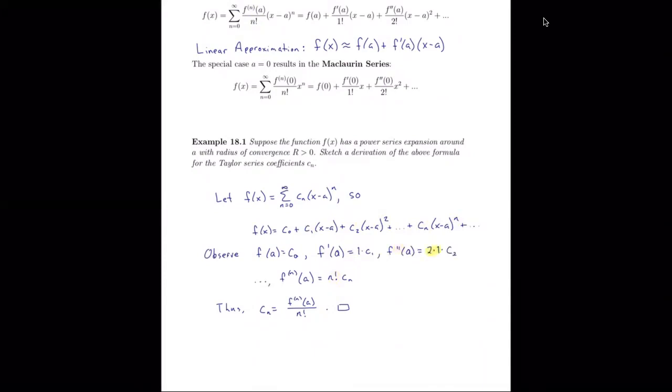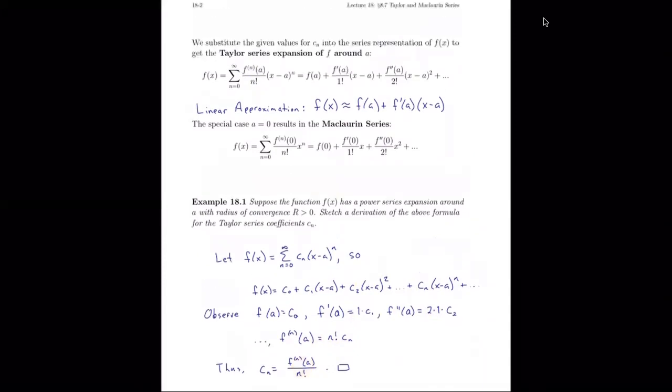So we're seeing that's 3 factorial there. This one was 2 factorial. In general, it's n factorial times c sub n. So this last expression that we get as our general term, we solve for c sub n to see that c sub n is in fact the nth derivative of f evaluated at a divided by n factorial. And that matches this exactly.